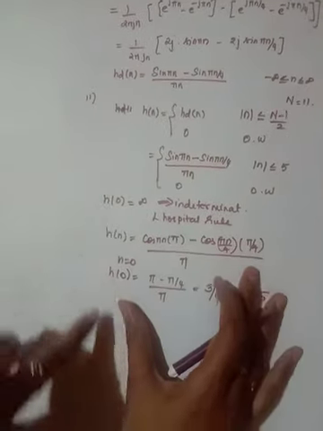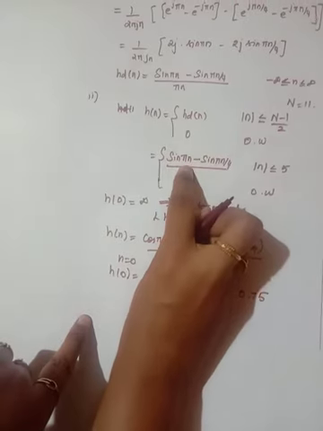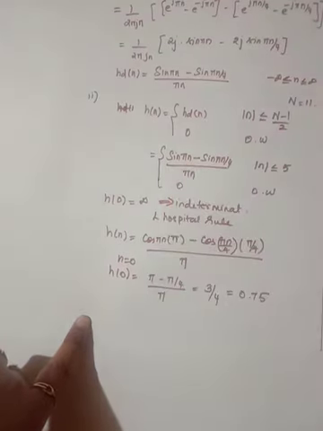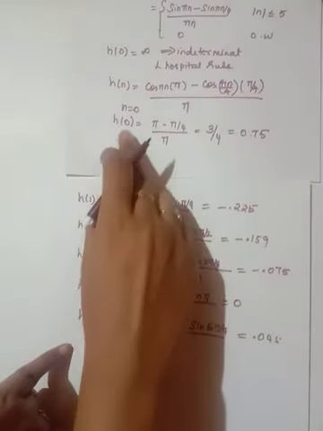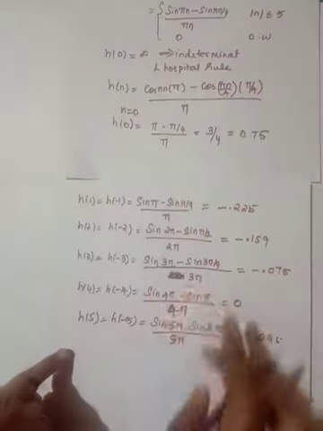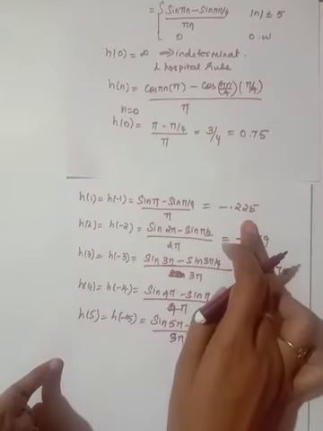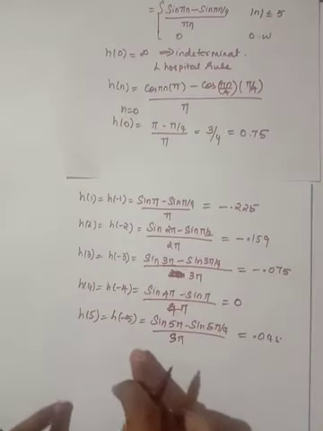Then we need to find the remaining values by substituting different values of n in this equation. After substituting different values for n in this one, I have written these values. H of 1 as minus 0.225. Similarly, I am getting all these values.